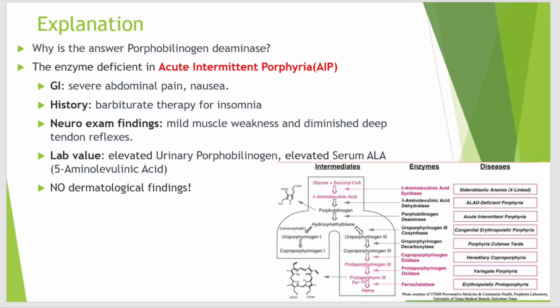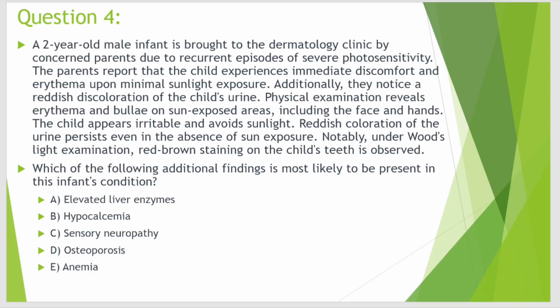So here's AIP again. We already talked about some of the findings, but look at the chart here and where the enzyme is. The enzyme for porphobilinogen deaminase is right there at the beginning of the cytosolic components. So therefore, you're going to have a buildup of both porphobilinogen and ALA, which was mentioned in the question, as well as a decrease of heme because the rest of the cascade is not moving forward, and that kind of helps you clue in.